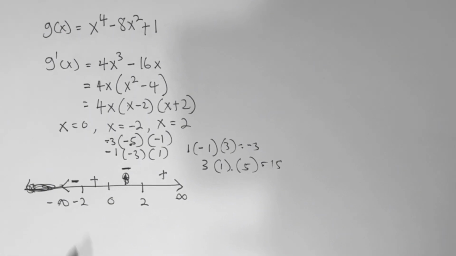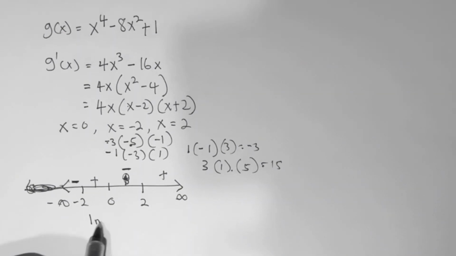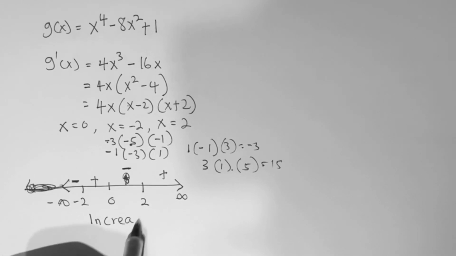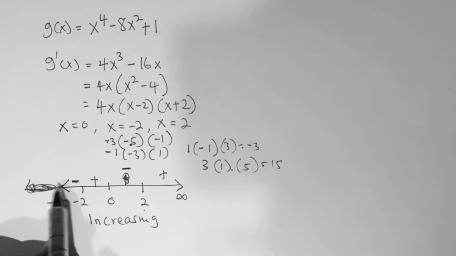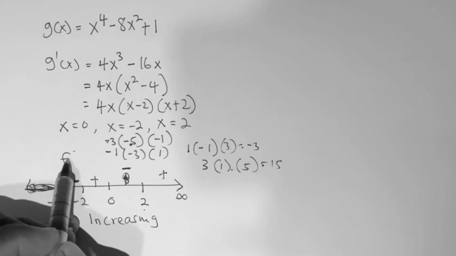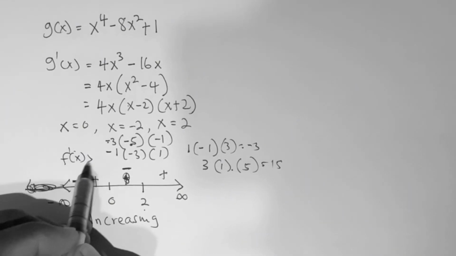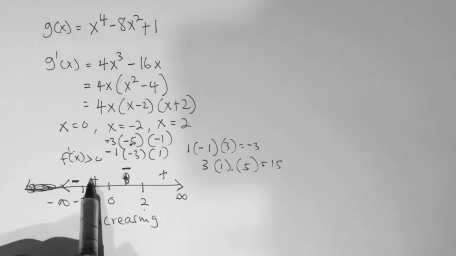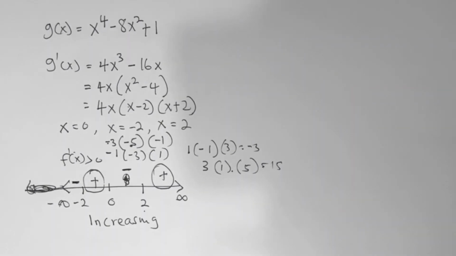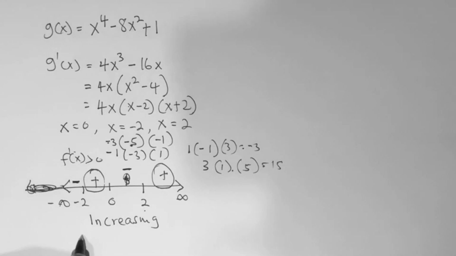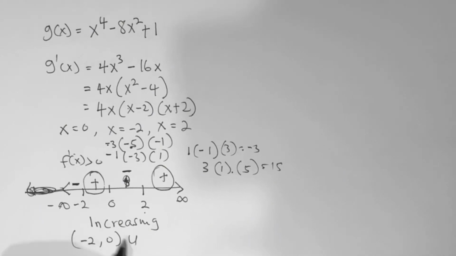So now, in what interval is this function increasing? You see that it is increasing in all the intervals where g prime of x is greater than 0. So you see that it's in this interval. It's increasing in this interval. It's also increasing in this interval. So the interval for increase is minus 2 and 0, union 2 and then infinity.